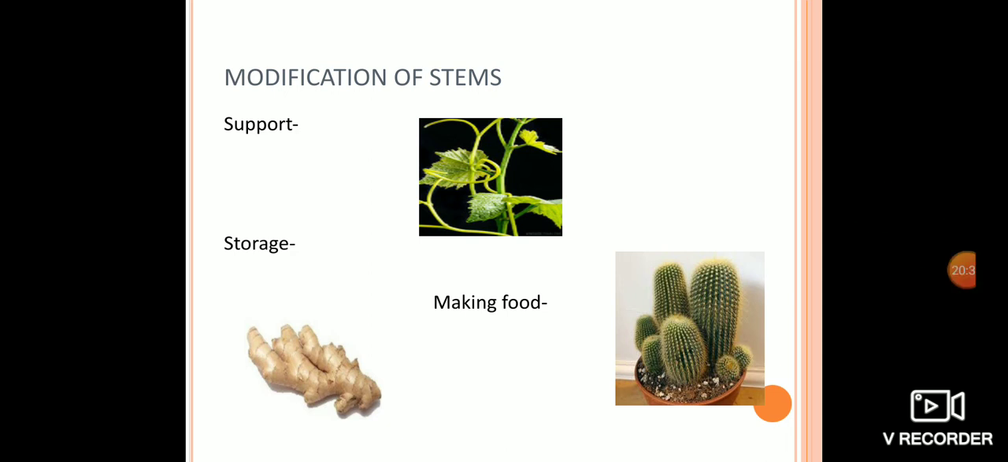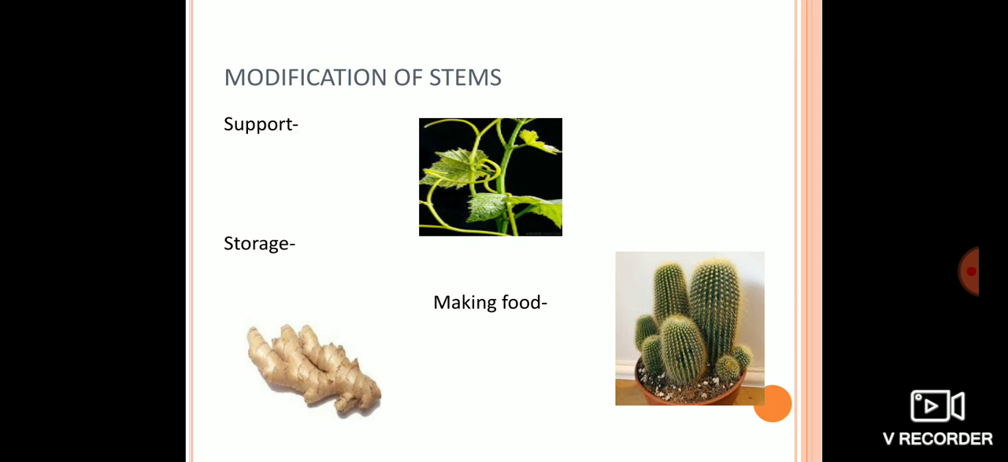The second one is storage. We know that roots are modified to store food. Similarly, in certain plants, stems are modified to store food. Such stems grow underground and serve as a source of food for the plant in unfavorable conditions. Examples of such stems are ginger, potato and onion.